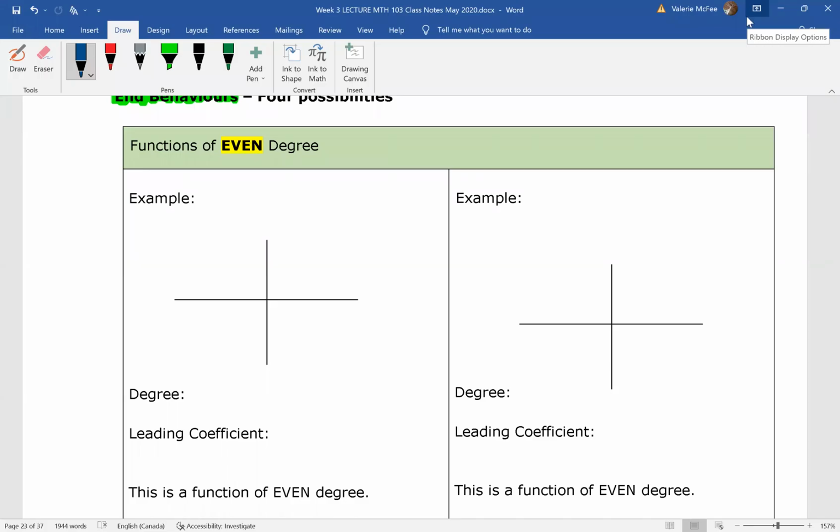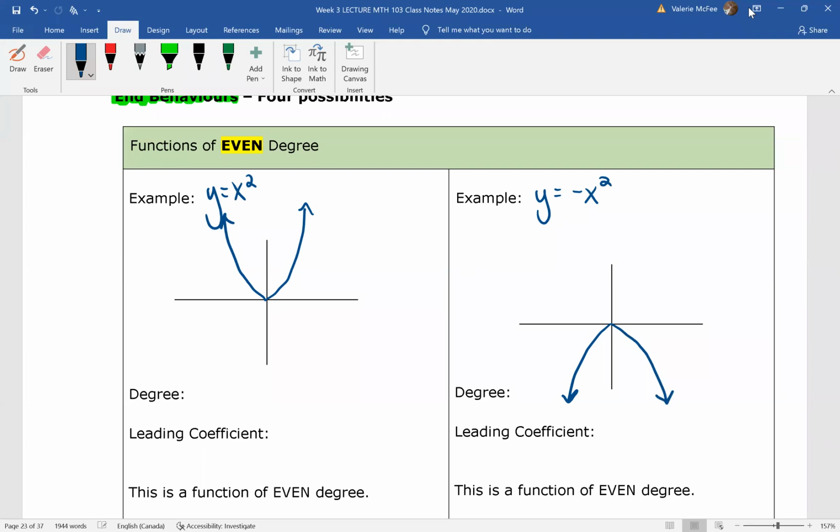So first we want to take a look at functions of even degree. Remember I said in the last lecture that what we're interested in with the degree is whether or not it's odd or even. So you're all familiar with the graph of y equals x squared and the graph of y equals negative x squared. We know that the first one is a parabola that opens up. The second one is a parabola that opens down. So both of these have a degree of 2.